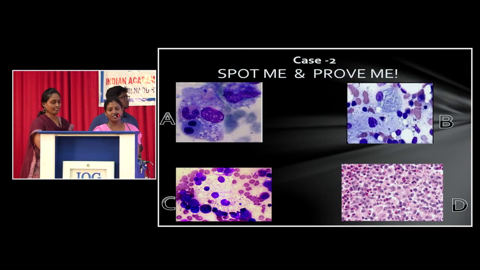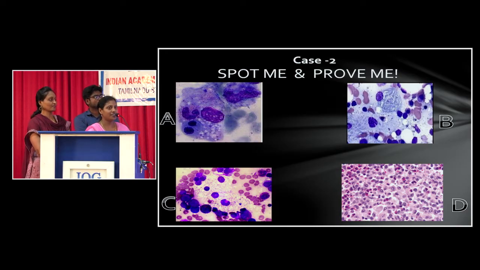So let's move to team B. Spot me and identify me by proving with special stains. So A, what is that cell? They all have a common cell. A, B, C, D. Histiocytes. So you mean it's a macrophage. Okay, it's a disease of macrophage, so you're right.